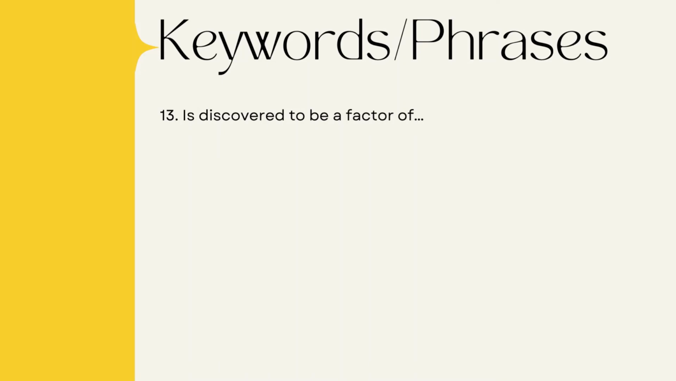Then we have number 13, is discovered to be a factor of. To be a factor of something means it helped produce a result. These factors are the variables in the study that we believe will influence the results. So we go back to our independent and dependent variables and see how they relate to each other.